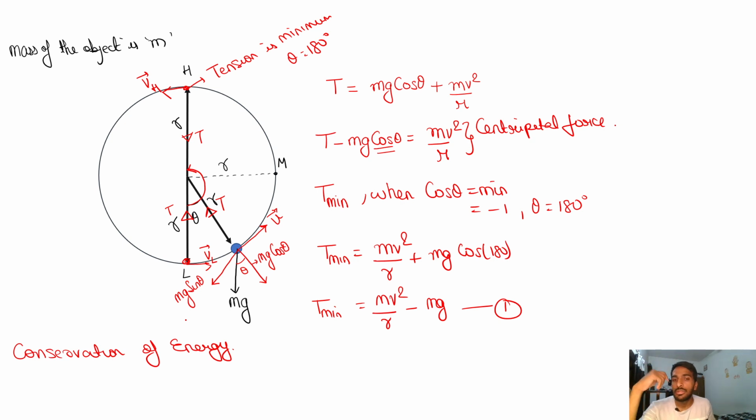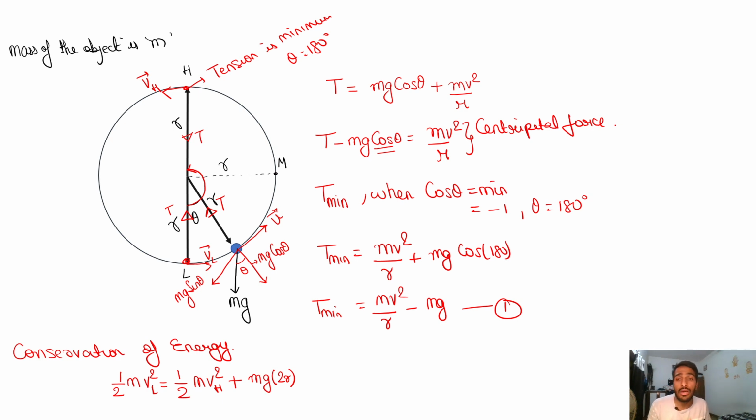According to the law of conservation of energy, the energy at this point should be equal to the energy at this point. The energy at point L is only kinetic, so half m VL square is equal to half m VH square plus the potential energy, because the distance from this point to this point is 2r and potential energy is mgh, therefore m into g into 2r. So this is the second equation with the help of which we can find the velocity VH.